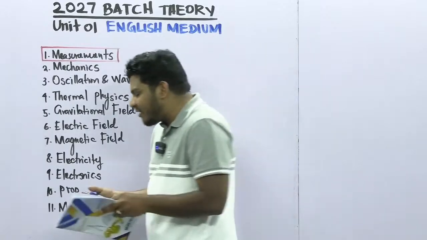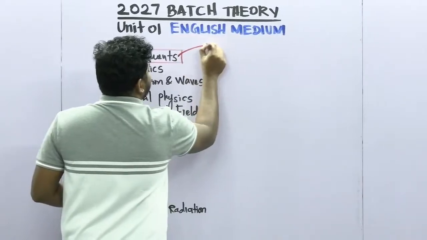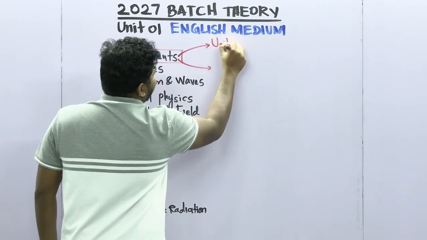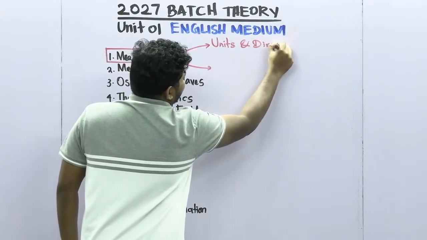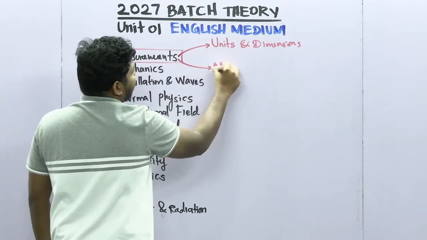In this measurement unit, we are going to focus on two chapters. The first one is units and dimensions. The second one is measuring instruments.